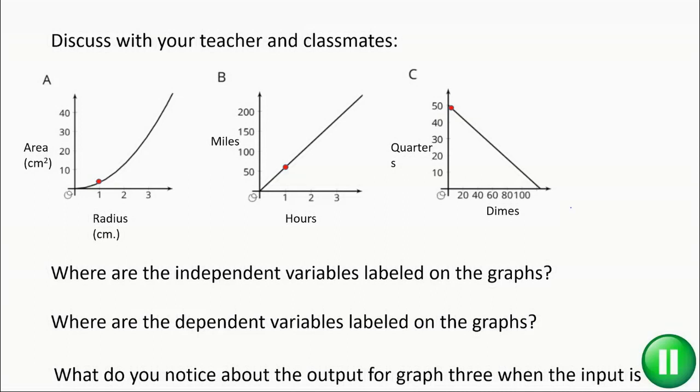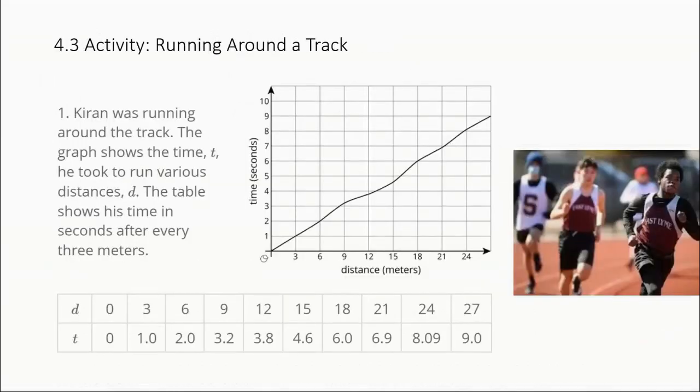For this one, your hours is your independent variable, and your miles is your dependent variable because your miles depends on the number of hours you travel. So you don't know how many miles you're going until you know how many hours you travel, right? At a constant rate. And the same thing here for the dimes. The number of quarters you have will depend solely on the number of dimes you have. Okay. So therefore, your dimes are your independent variable, and your quarters will be your dependent variable. All right. Awesome job.